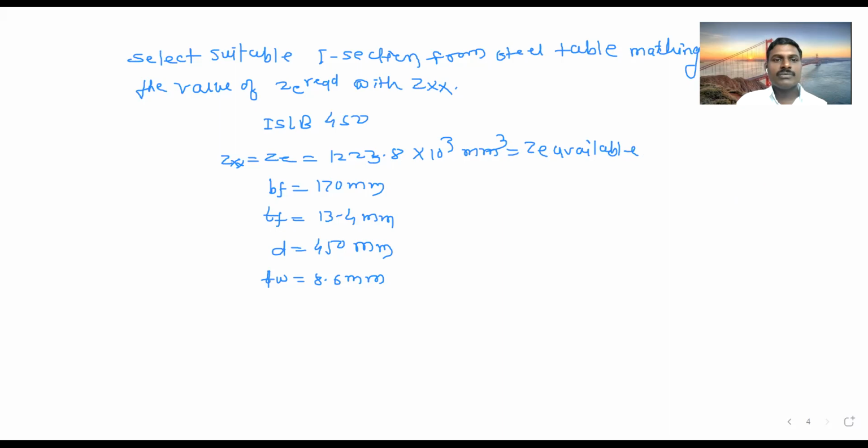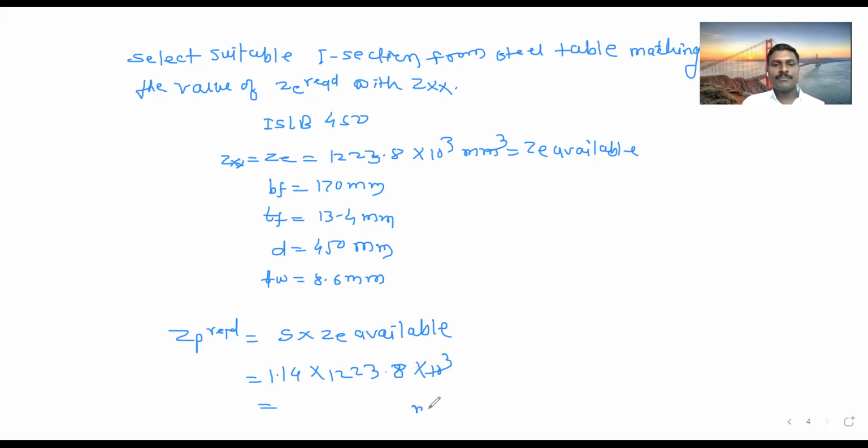From ZE available, we have to calculate ZP again. ZP required from ZE available. So ZP required is equal to again what? S into ZE available. The same factor 1.14 into ZE available, which is 1223.8 into 10 raised to 3. So how much is ZP required again? 1.395 into 10 raised to 6.